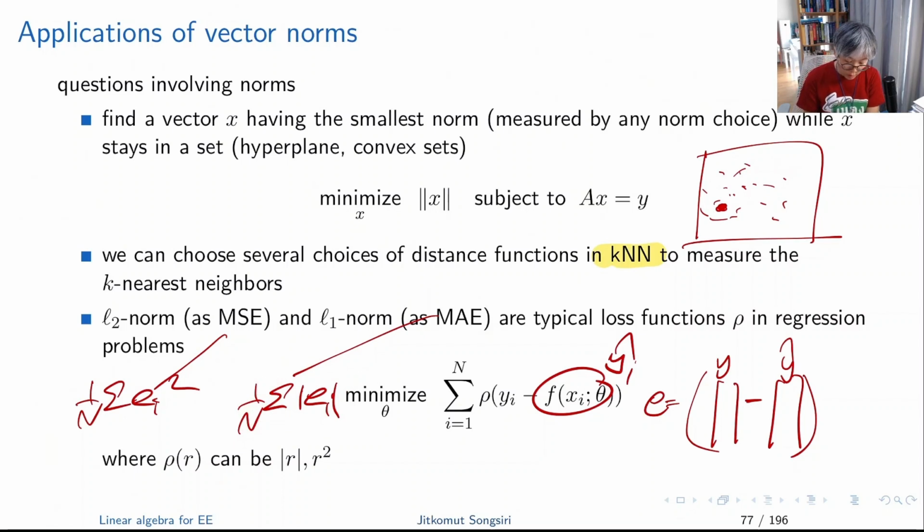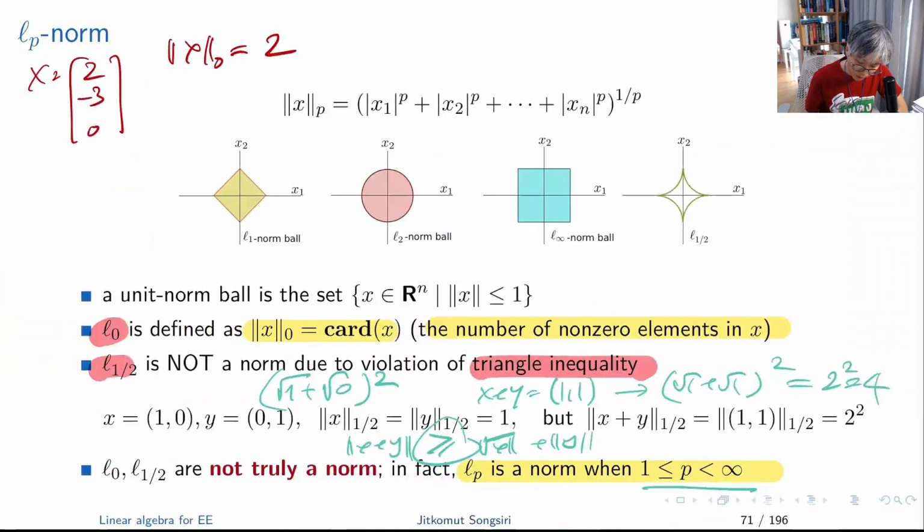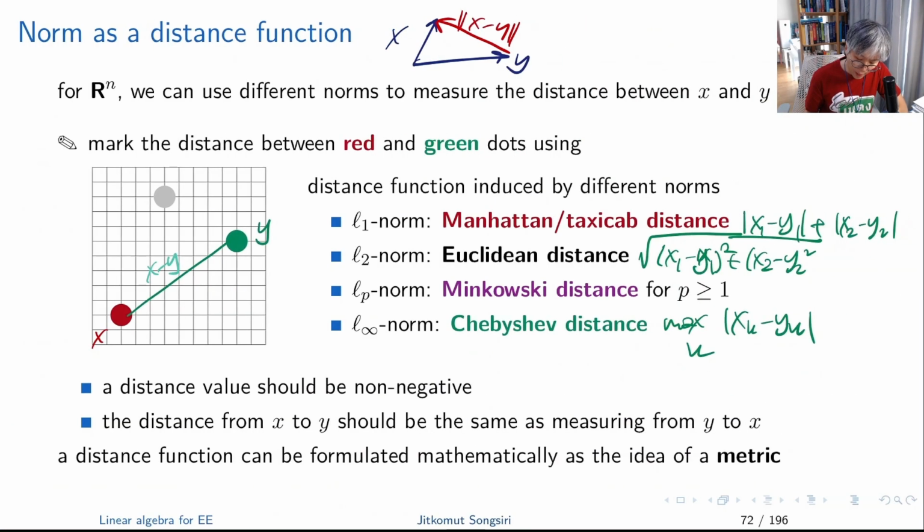In general, whatever rho function you use here is actually the concept of a distance function, because now you measure the distance between y and y hat. If you use MSE and MAE, that means you use the rho function as the norm distance, as you use the two norm as the distance between y minus y hat. And that's all for this topic. We have introduced the concept of norm, given you examples of vector and matrix norms, and the connection between using a norm as a distance function.